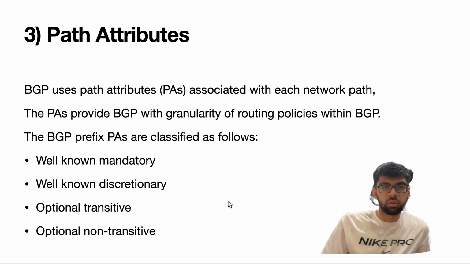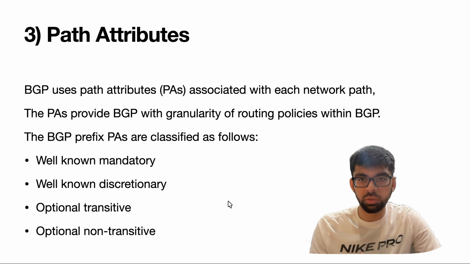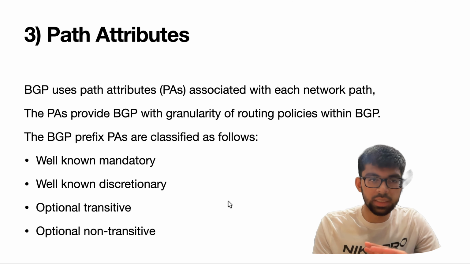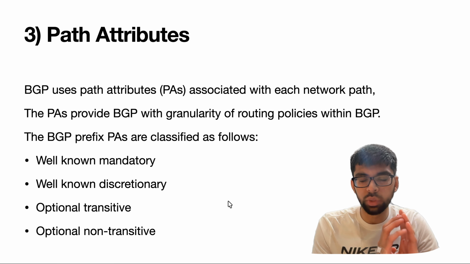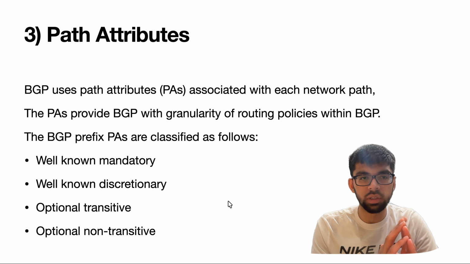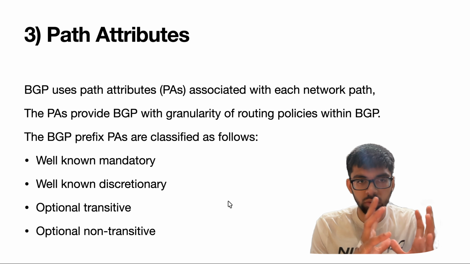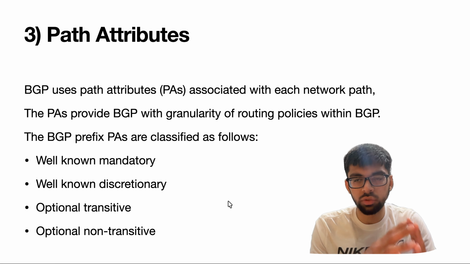Now path attributes. Path attributes are associated with each network path. The PAs, path attributes, provide BGP with granularity of routing policies within BGP. Granularity of routing policies within BGP, so that's what they provide for us.